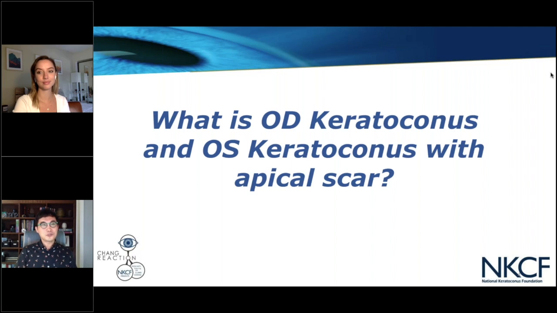So perhaps useless factoids, but I think very important here, that in Latin, OD means oculus dexter, which together means the right eye, whereas OS means oculus sinister. And yes, I know that it sounds a little ominous, but it really, and you probably guessed it, means simply the left eye. So as we know, keratoconus can present in different severity in each eye.